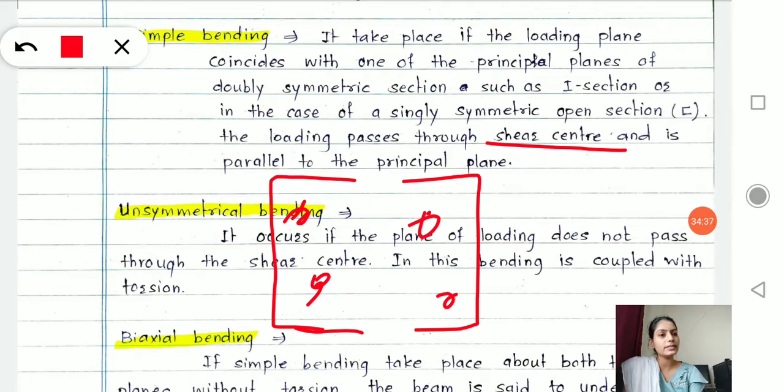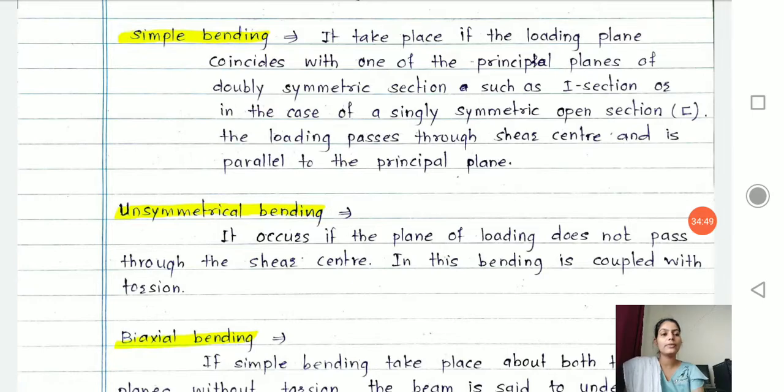And to avoid this torsion, we need to pass the center of loading through one center called the shear center. A shear center is a center where, if we apply a loading, torsion is neglected; torsion will not be experienced by that section. Okay.